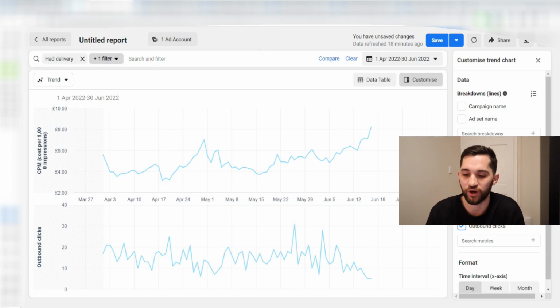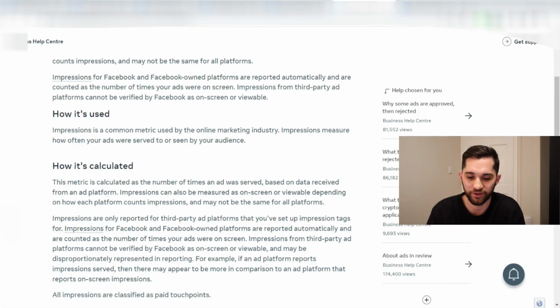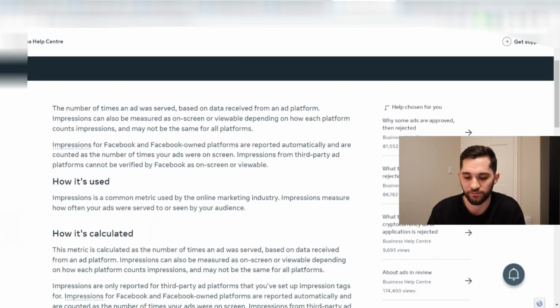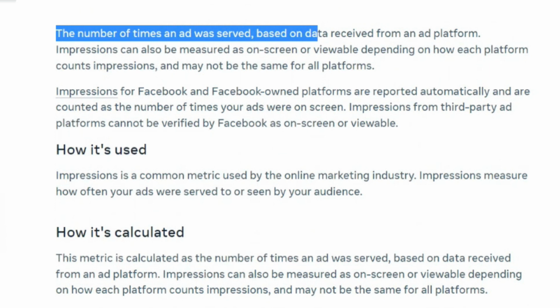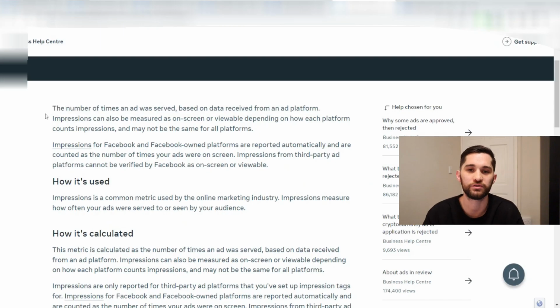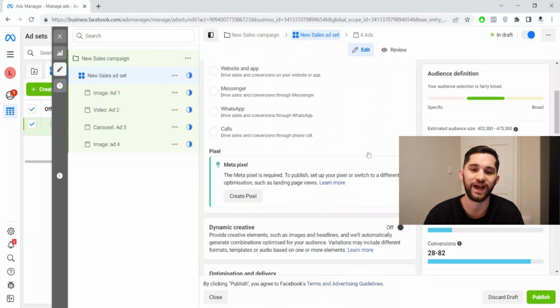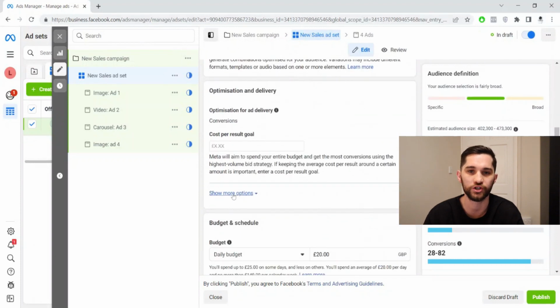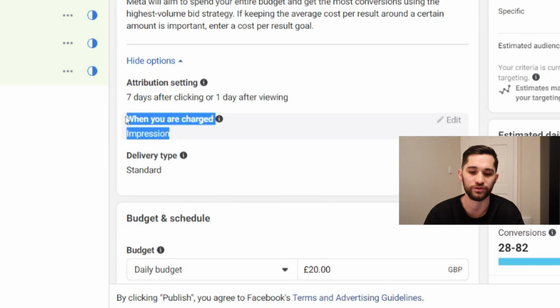So the reason that this is quite revealing, just if we quickly look at the Facebook definition for impressions. So this is the number of times an ad was served based on data received from our ad platform in a nutshell. So you might have noticed when you're creating Facebook ads that in the ad set section, under when you're charged, 99% of the time it will say impressions. So the deal that you make with Facebook is, I've got a set of ads, I want you to show them to these specific people, and Facebook says, cool, we will. When your ad appears on the news feed or whatever placement you've picked, that counts as an impression, and we're going to charge you for that. So your CPM is basically how much it costs you per 1,000 of those impressions.